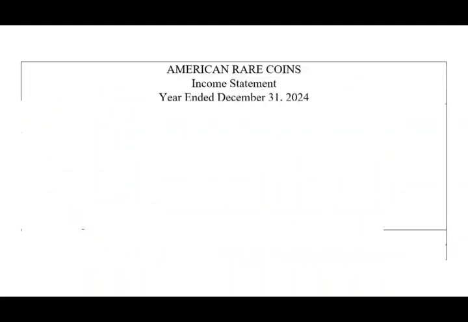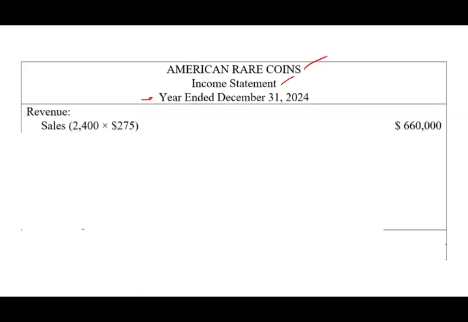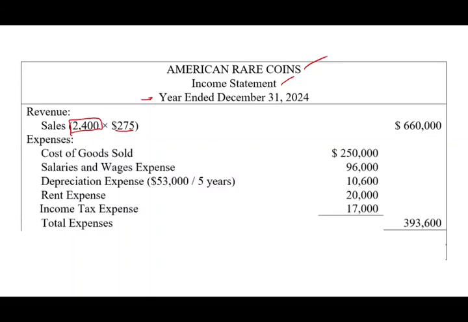Now I am ready to prepare my financial statements. The first financial statement you prepare is the income statement: the name of the company, income statement, and year ended December 31st, 2024. First, you list revenues. How much were our revenues? Well, we sold 2,400 units times 275. This is total revenues. Then you list your expenses. Cost of goods sold, which was given in the problem. Salaries and wages, depreciation, rent expense and income tax expense.